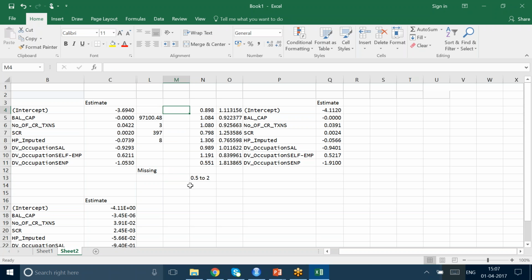What did we see? Y is equal to alpha plus beta 1 x1 plus beta 2 x2 plus beta 3 x3 and so forth. So this is my alpha. Now I'm in the scoring, and I'm explaining how the scoring is happening. Now beta 1 x1. x1 is this. Beta 1 is this.